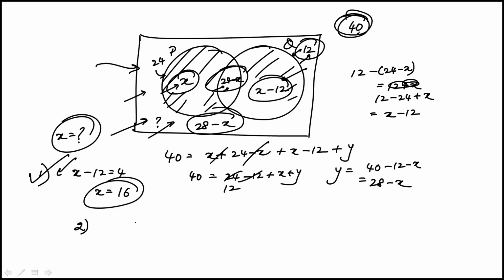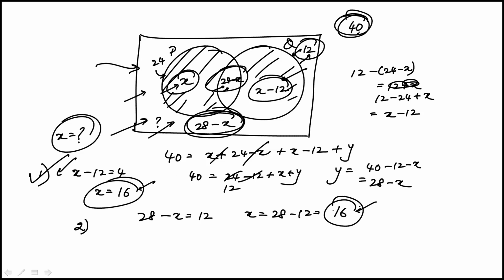Statement 2 says 12 of the researchers at the company do not work on either project P or project Q. So that's this 28 minus x is 12, and you'll see x is 28 minus 12, which is 16. And the fact that I'm getting the same value also gives me the assurance that I interpreted everything correctly, because if I had gotten a different number, then maybe somewhere I made a mistake in interpretation.